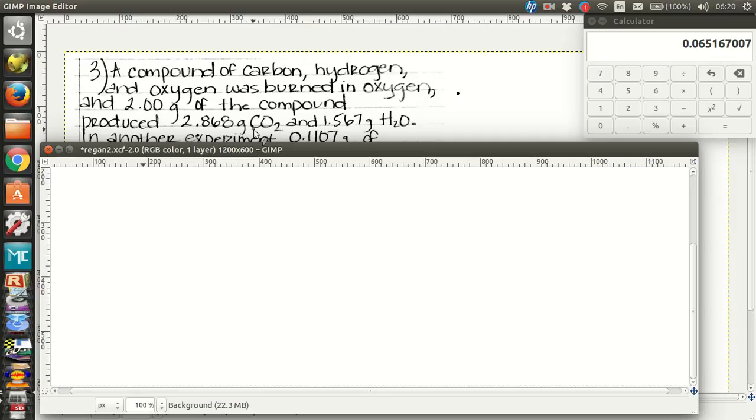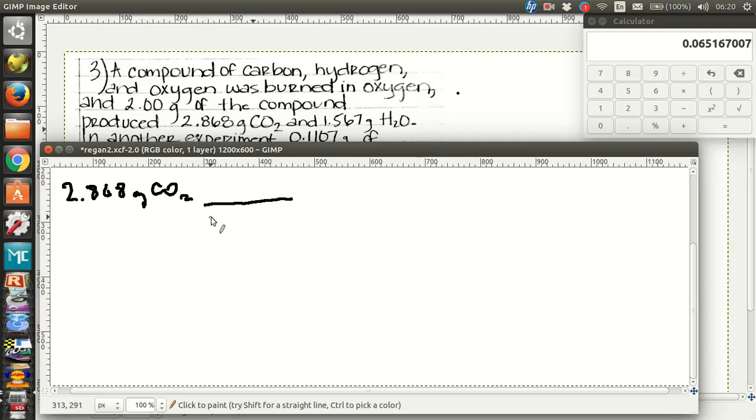Let's get how many moles of carbon that is. So this is 2.868 grams of carbon dioxide, and 44.01 grams of carbon dioxide are in 1 mole of carbon dioxide. I get that from the periodic table by adding the atomic mass of carbon and the atomic mass of oxygen times 2. That gives me 44.01 grams per mole.